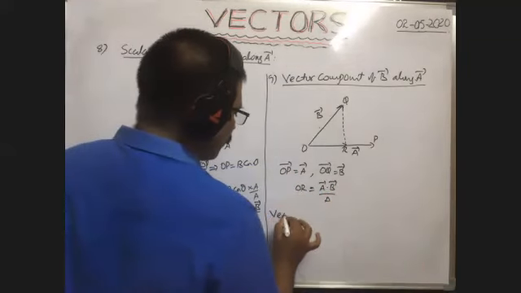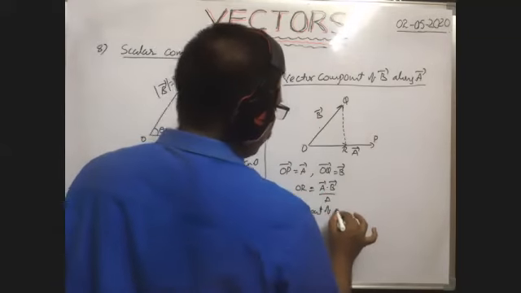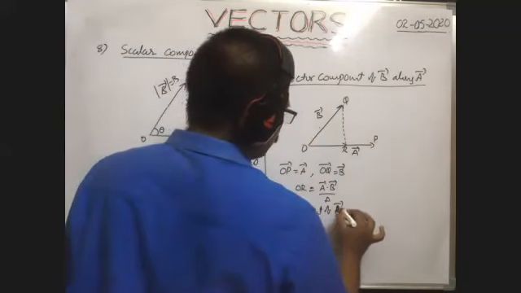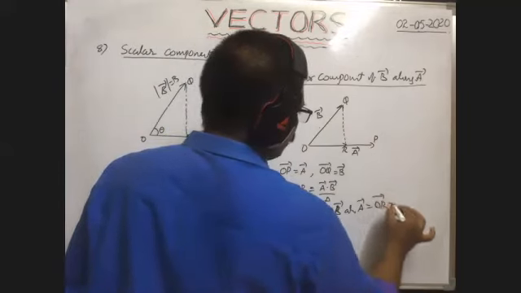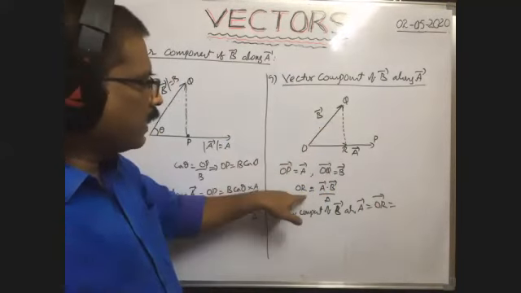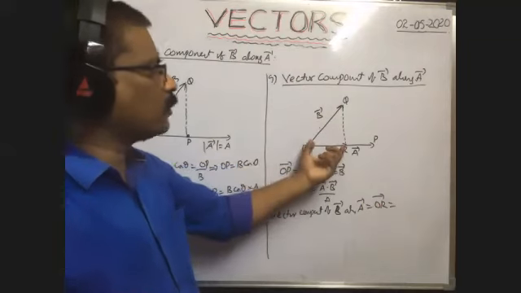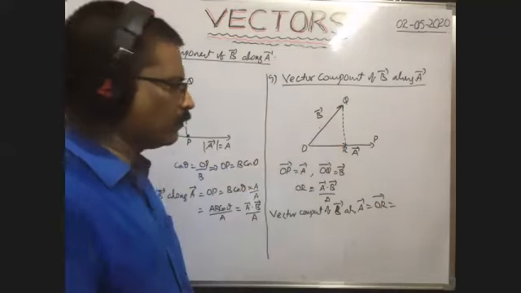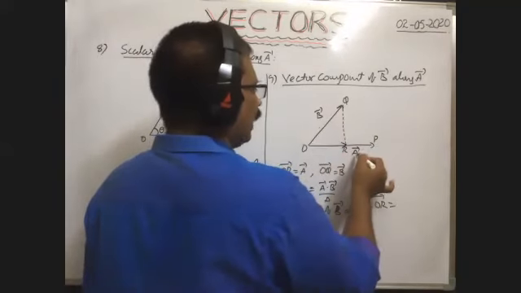So the vector component of B bar along A bar is equal to OR bar. We need the vector component of B bar along A bar. It is the scalar component of B bar along A bar. To find the vector component, this must be expressed in vector form. That's all. To express this in vector form, in this direction, A bar is there already.